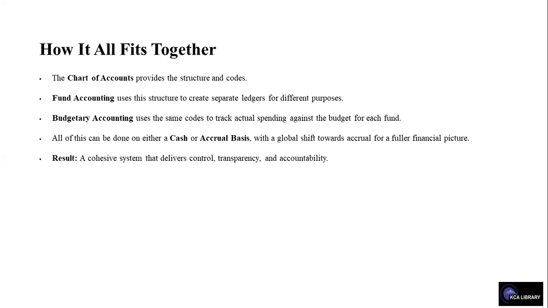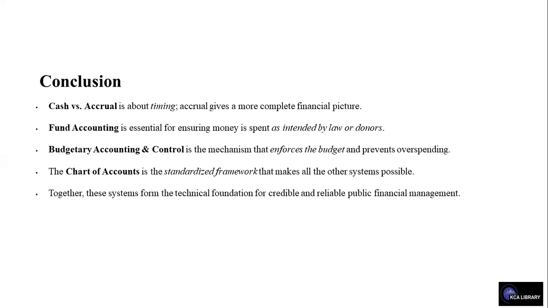Bringing this together, how do they fit each other? The chart of accounts provides the structure and code. Fund accounting uses this structure to create separate ledgers for different purposes. And the budgetary accounting uses the same code to track actual spending against the budget for each fund. All this can be done on either a cash or accrual basis, with a global shift towards accrual for a fuller financial picture. The result is a cohesive system that delivers control, transparency, and accountability.